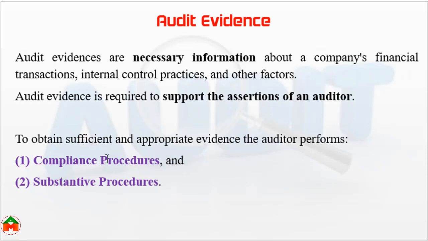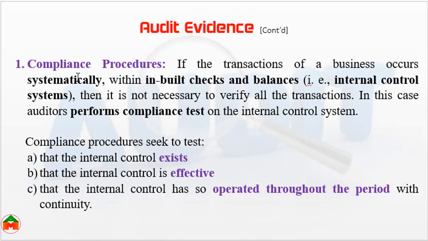To obtain sufficient and appropriate audit evidence, the auditor can perform two procedures. One is compliance procedure, another one is substantive procedure. What is compliance procedure for obtaining audit evidence?